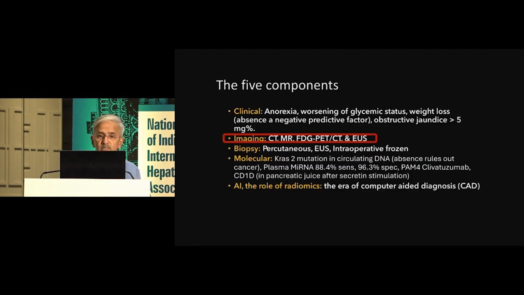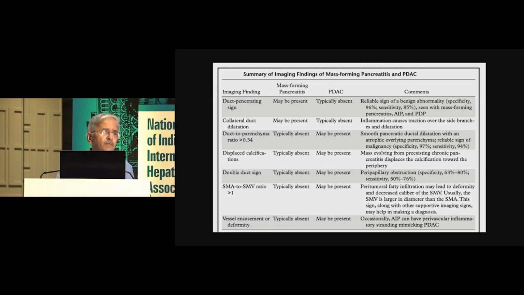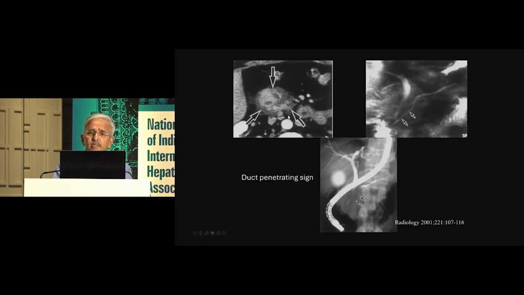When we do imaging, there are a lot of findings. And the ones at the top, duct penetrating sign is the one most appreciated. The others are not really that beneficial in differentiating the two. The duct penetrating sign really means that the duct appears to go through the mass, and that suggests that it's not cancer.